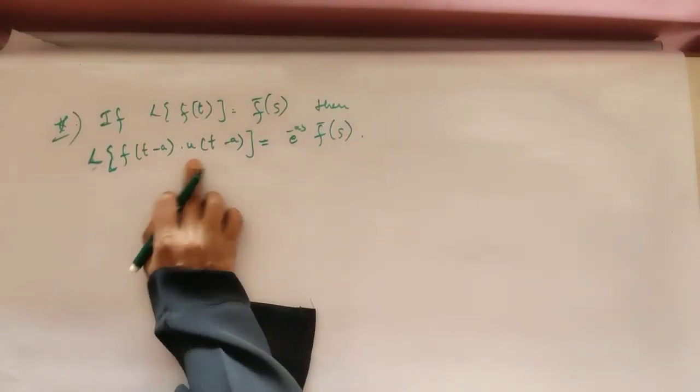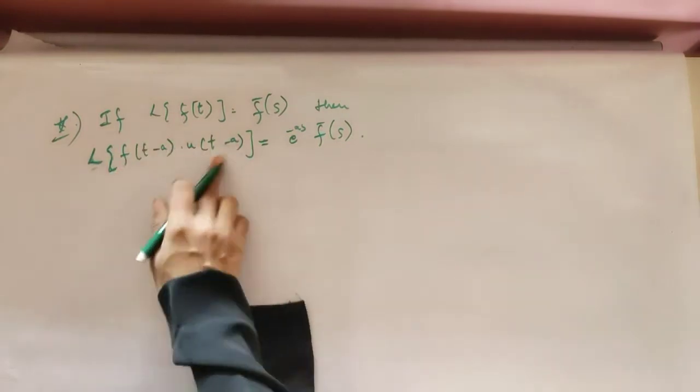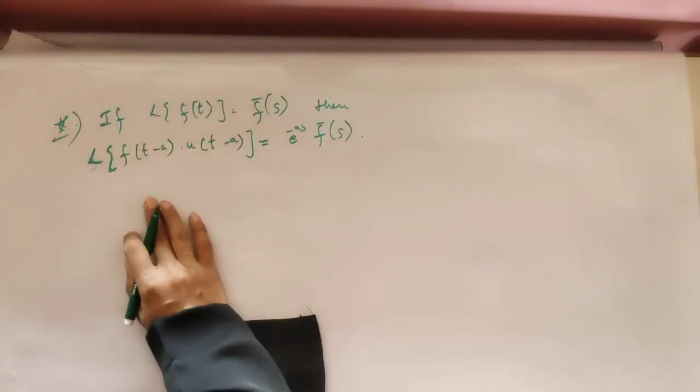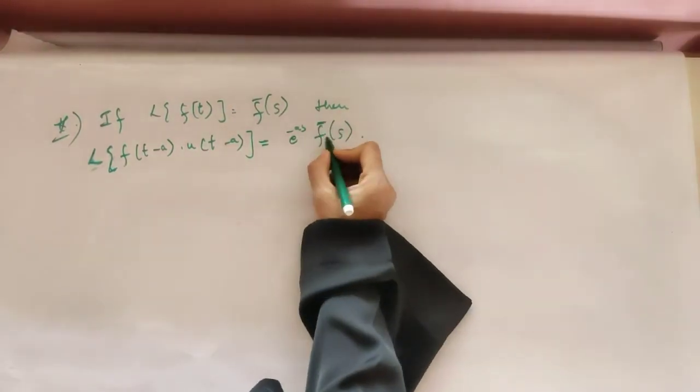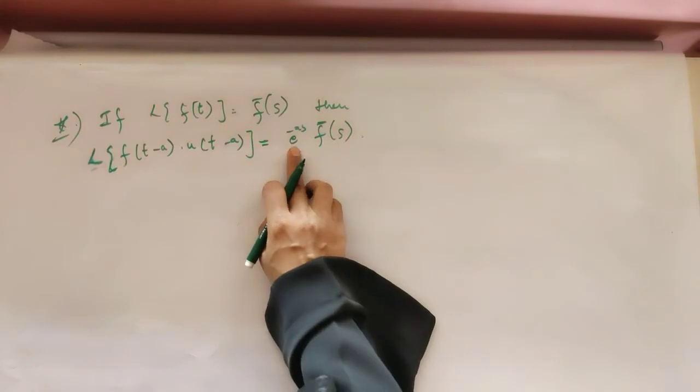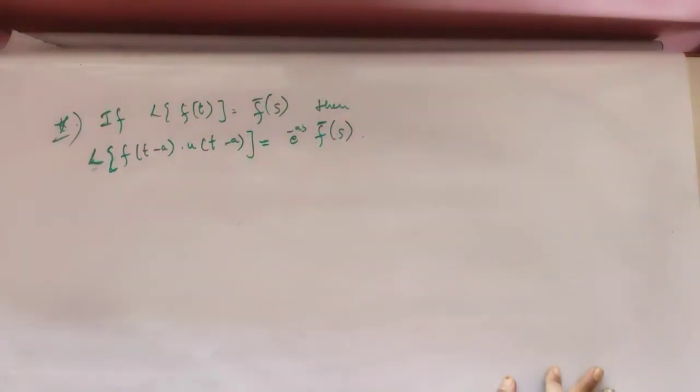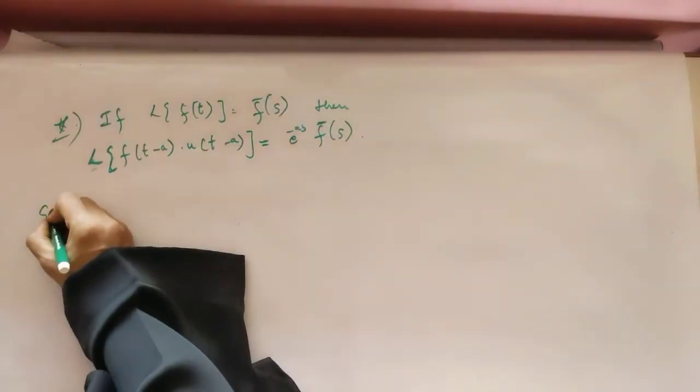If you want to take the Laplace transform of this kind of product, it will always be equal to e to the power minus as into f bar(s). This f bar(s) is the Laplace transform of f(t), and e to the power minus as should be accompanied with that. This is one of the important properties, and using it we will be solving numerous problems, so pay attention all of you. So let us prove this.